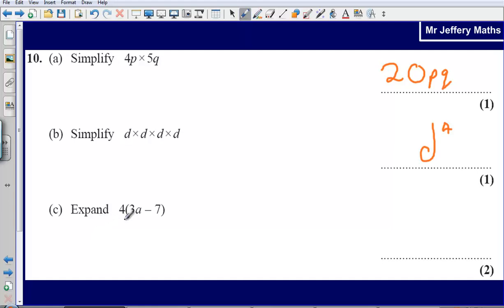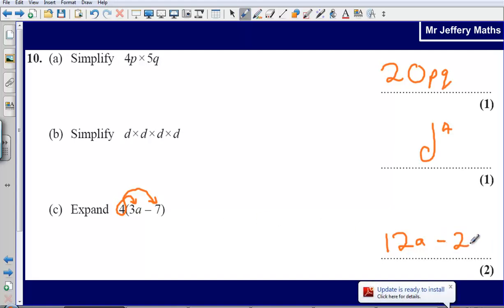Next up, we've got expand 4 bracket 3a minus 7. So here we need to multiply the quantity that is on the outside of the bracket by both of the things that are inside. So we're going to do 4 multiplied by 3a. That gives us 12a. Then we're going to do 4 multiplied by minus 7. That's going to give us minus 28. So our answer to question C would be 12a minus 28. We'd get 1 mark for each part of those in that question.